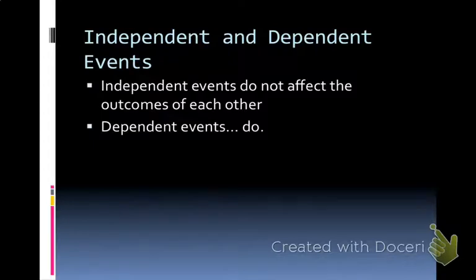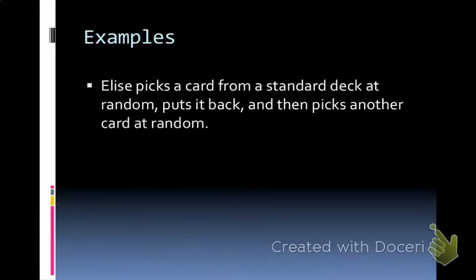Now it's time to talk about independent and dependent events. Independent events do not affect the outcomes of each other. Dependent events do. So obviously you can see some relationship here with conditional probabilities. So let's look at some examples and see if we have an independent or a dependent set of events.